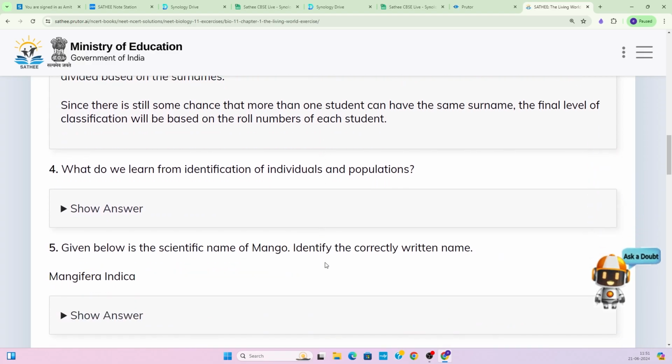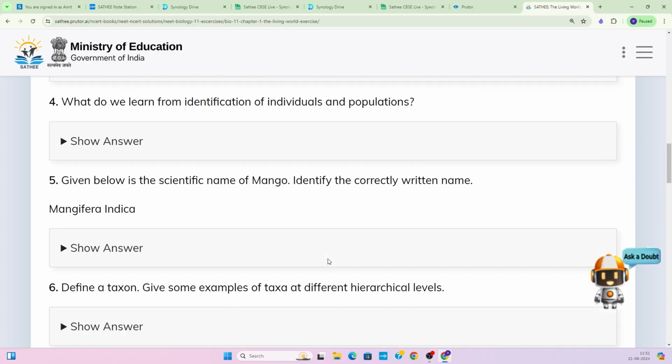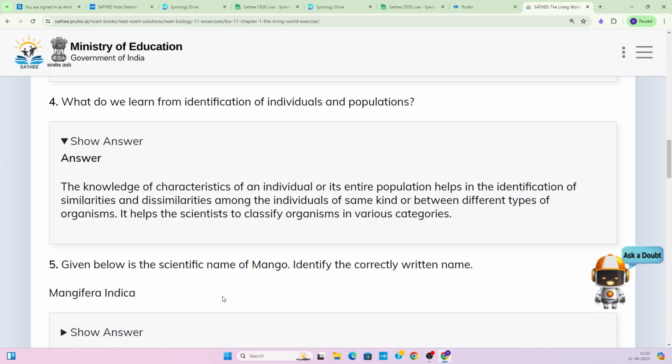Okay, moving to the next question. What do we learn from identification of individuals and populations? You identify an individual, this particular animal, or a population of this particular animal. What do we learn from that? So the knowledge of a characteristic of an individual or its entire population.